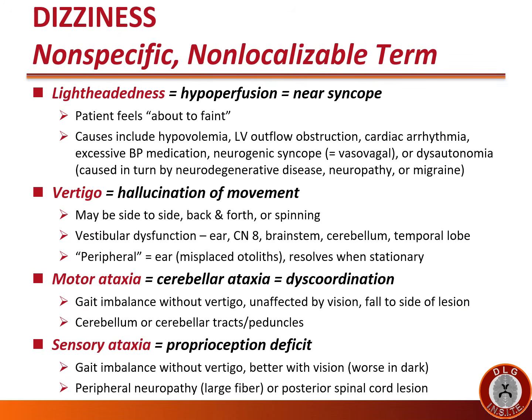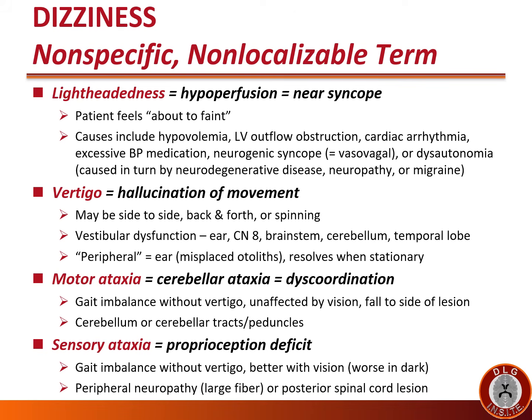Dizziness is a very non-specific, non-localizable term often used by patients and even by some physicians. This is, in essence, a chief concern that must be translated into a syndrome before one can go through the SADE process, syndrome, anatomy, diagnosis, etiology, to figure out what's going on. There are four main syndromes that one may mean by the term dizziness: lightheadedness, vertigo, motor ataxia, and sensory ataxia.